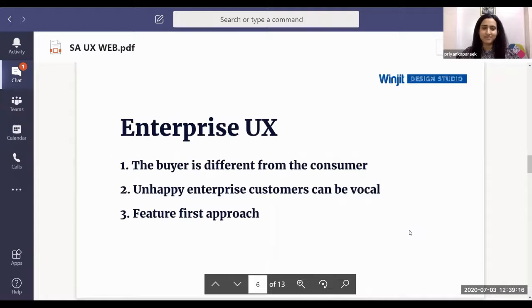I just want to find out again, how can other teams in the organization benefit from UX design? Swetank, you want to take that question? The first person to actually pick up on this.